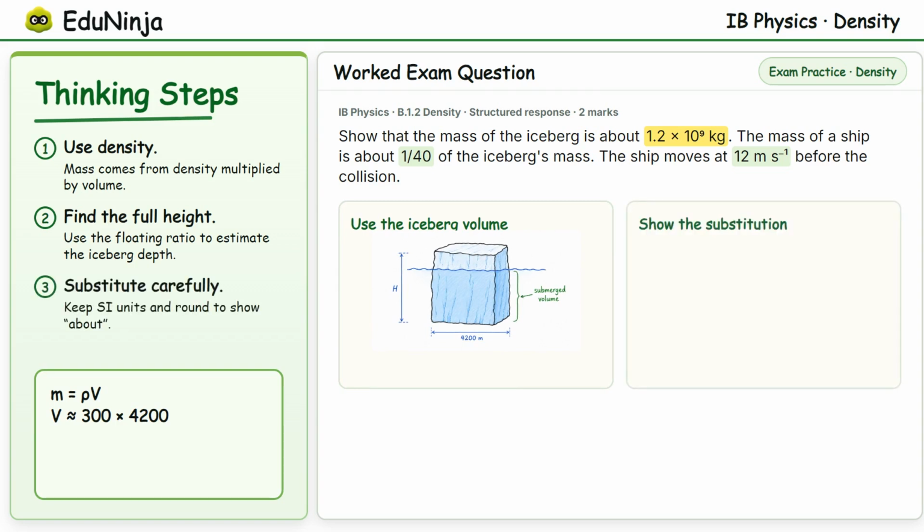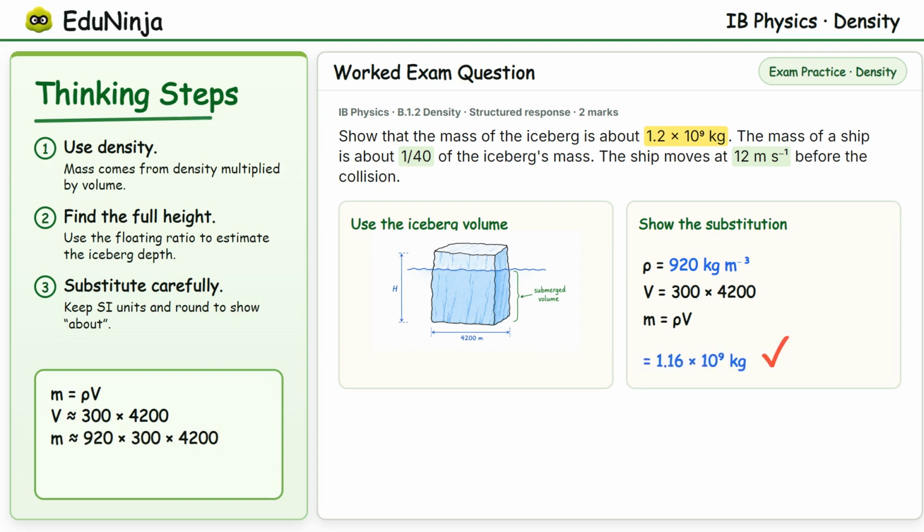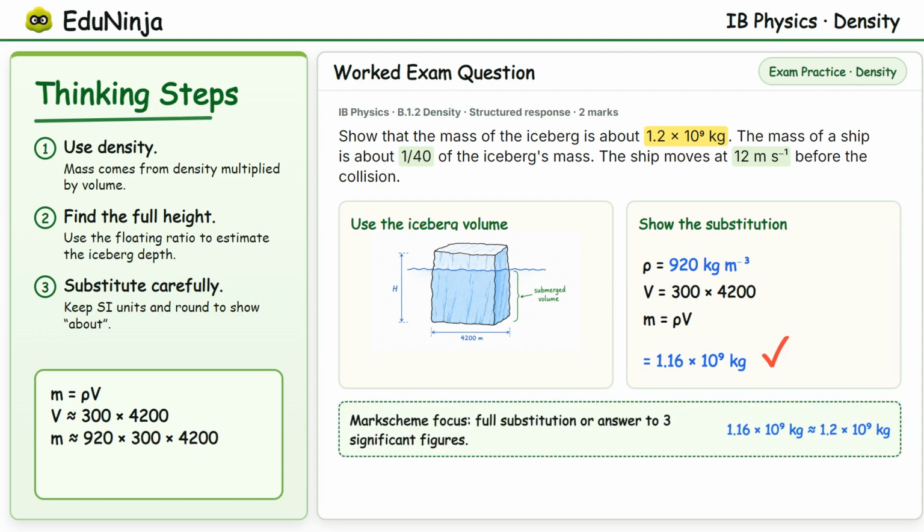Now substitute into mass equals density times volume. Use 920 kilograms per meter cubed for the density. Then multiply by 300 meters and 4,200 meters. That gives 1.16 times 10 to the 9 kilograms. The question says about 1.2 times 10 to the 9 kilograms. Our value rounds to that.